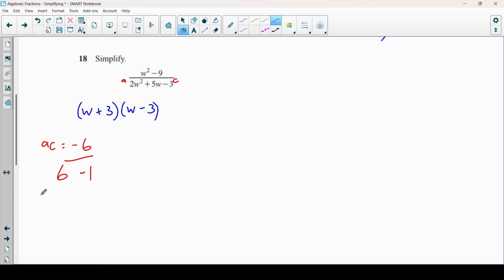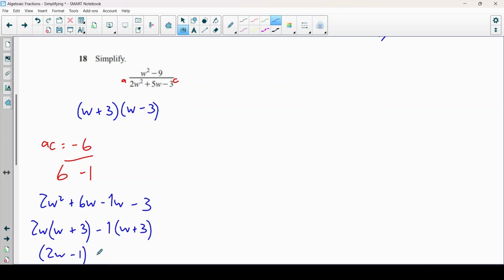So now I'm going to split the middle. 2w squared plus 6w minus 1w minus 3. And then two single brackets, so 2w brackets w plus 3 minus 1 brackets w plus 3. If it doesn't look like we can take anything else out, then we take a 1 out. Okay, so we end up with 2w minus 1 brackets w plus 3.